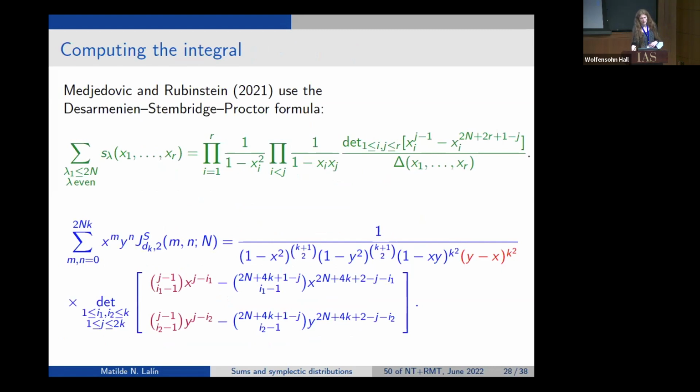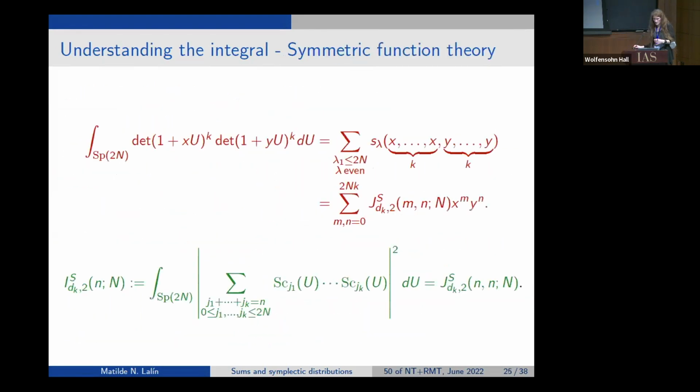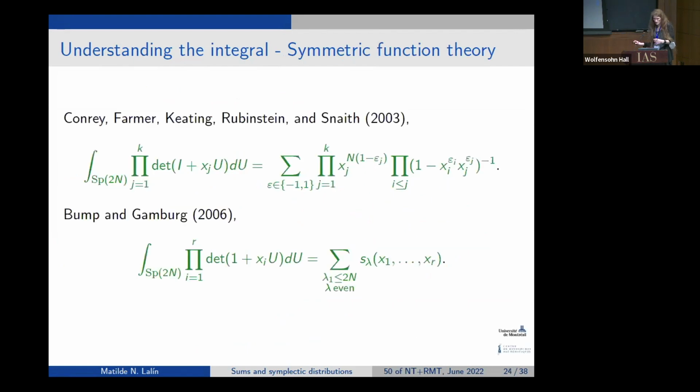Now, we can go further. With the formula that I showed you before, there is a formula computing the integral. Sorry, yeah, the formula that I have here. In principle, we can compute this.